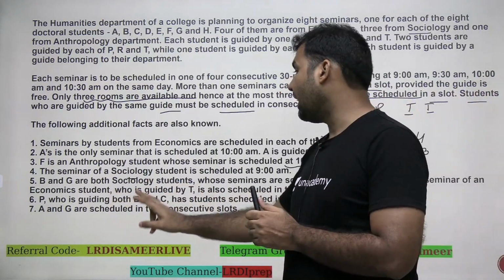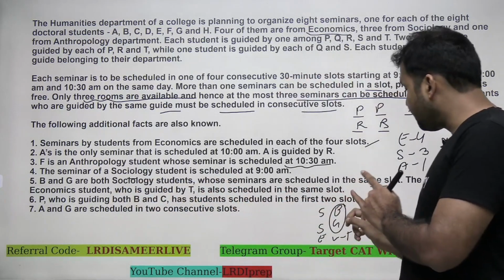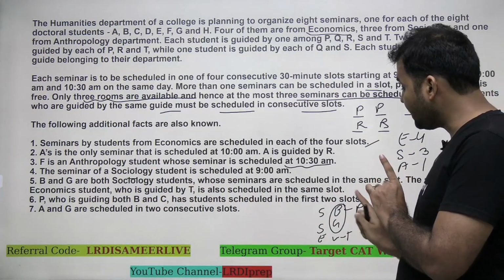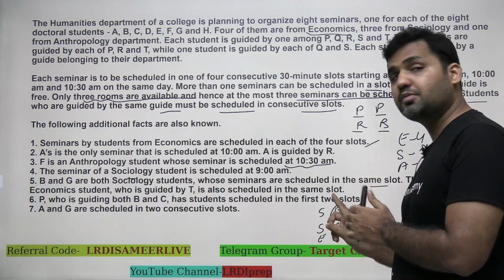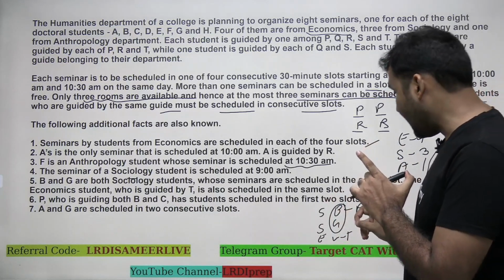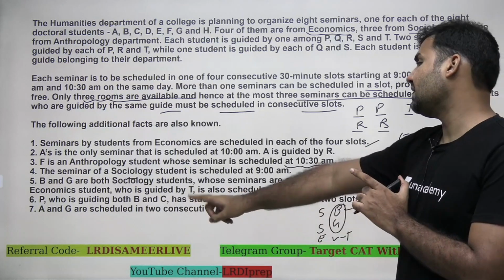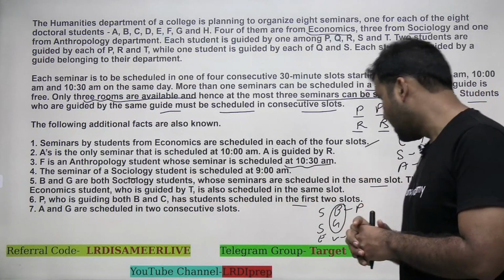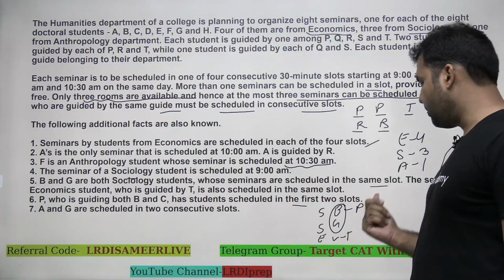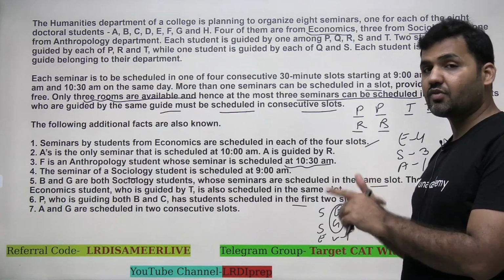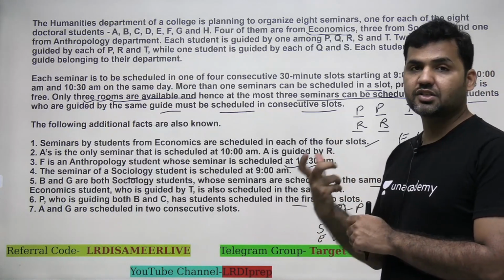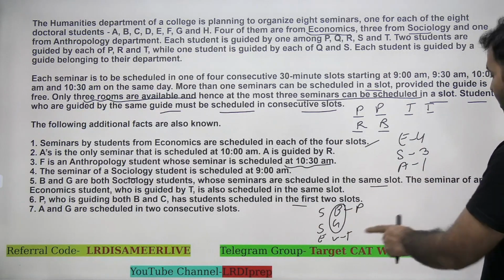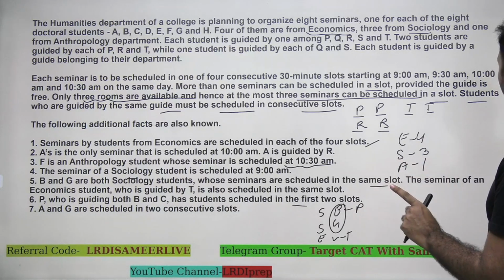And then P, who is guiding both B and C. Now, because B is a sociology student and B is guided by P, we can say that P is guiding a sociology student, so P must be a sociology teacher. And P, who is guiding both B and C, has students scheduled in the first 2 slots. Both of the students of P, one of them is B and another one is C, have to be scheduled in the first 2 slots. Now we get to know that B and G are supposed to be together along with the one economics student, and they are supposed to be in the first two slots.